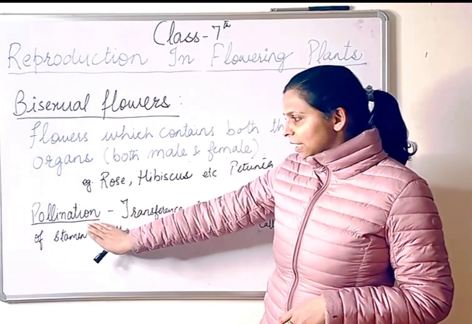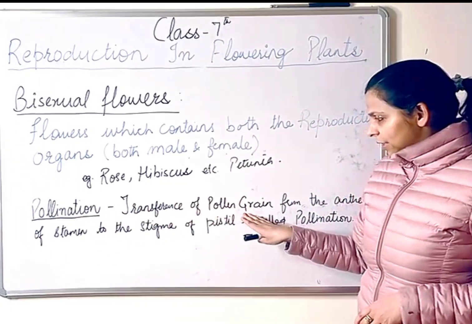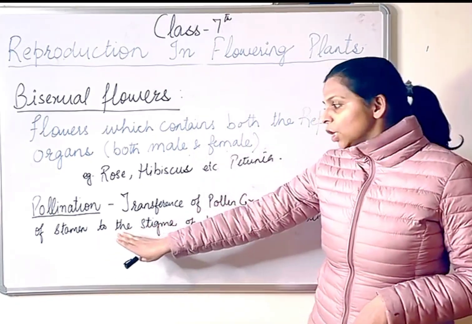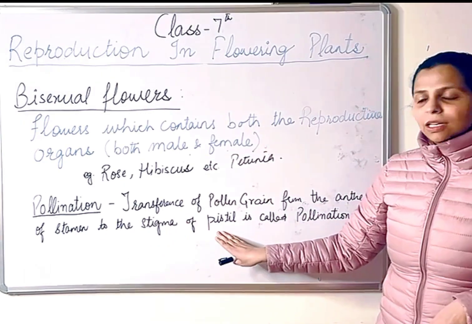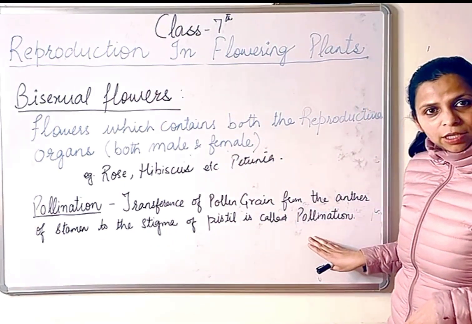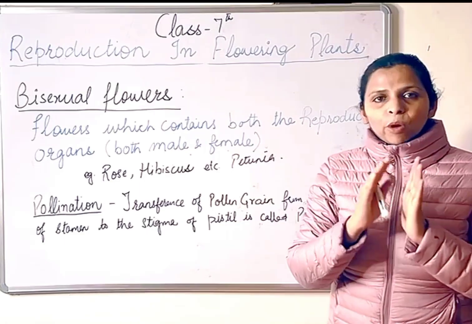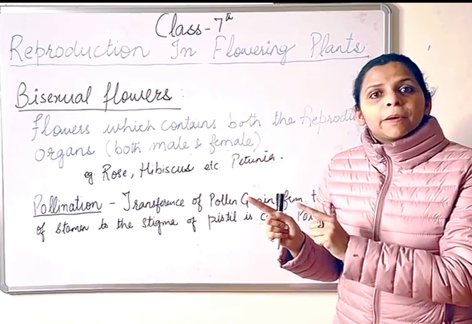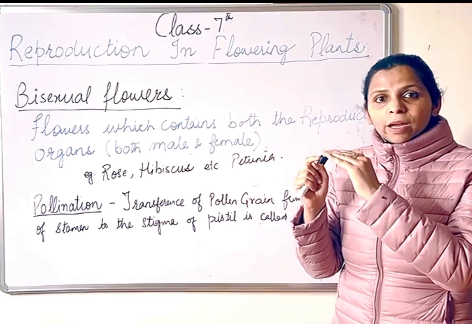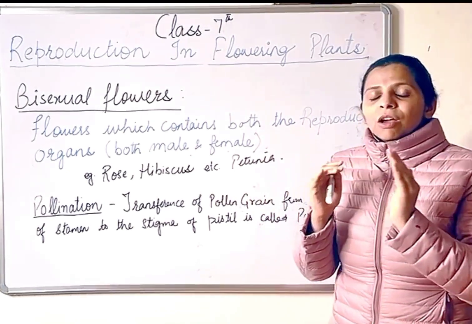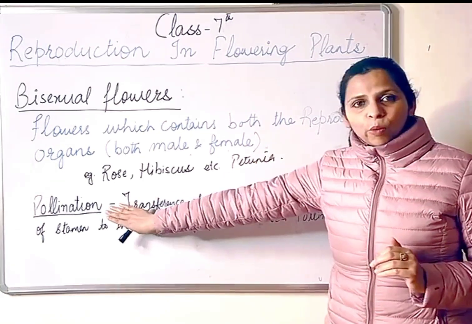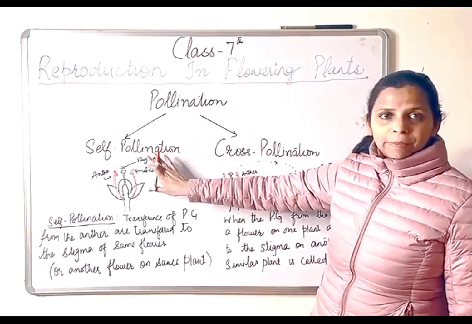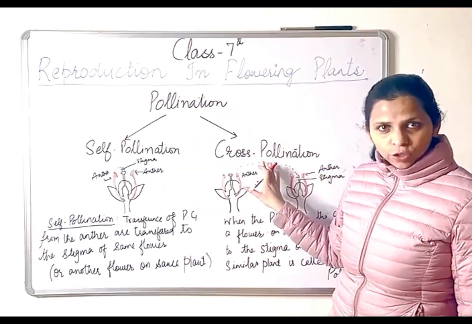And the definition is: transference of the pollen grains from the anther of the stamen, that is the male part, to the stigma of the pistil is called pollination. Pollen grains come out of the anther and go to the stigma, which is the topmost part of the pistil, the stickiest part, as I told you. That is called pollination. Now pollination is of two types, self pollination and cross pollination.